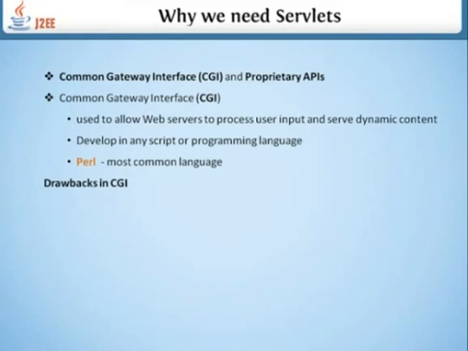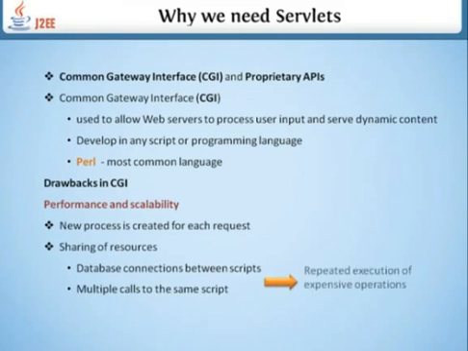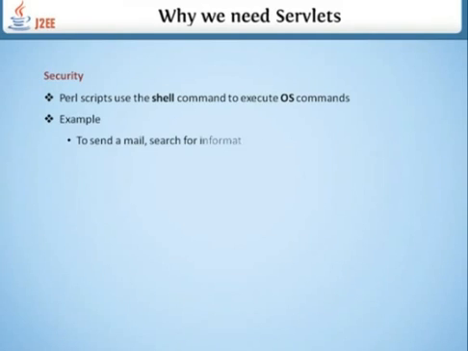What are the drawbacks in CGI? Performance and scalability: a new process is created for each request. Sharing of resources, such as database connections between scripts, multiple calls to the same script, and repeated execution of expensive operations. And security: a Perl script uses the shell command to execute OS commands. For example, sending a mail or searching for information in a file leads a way for hackers.